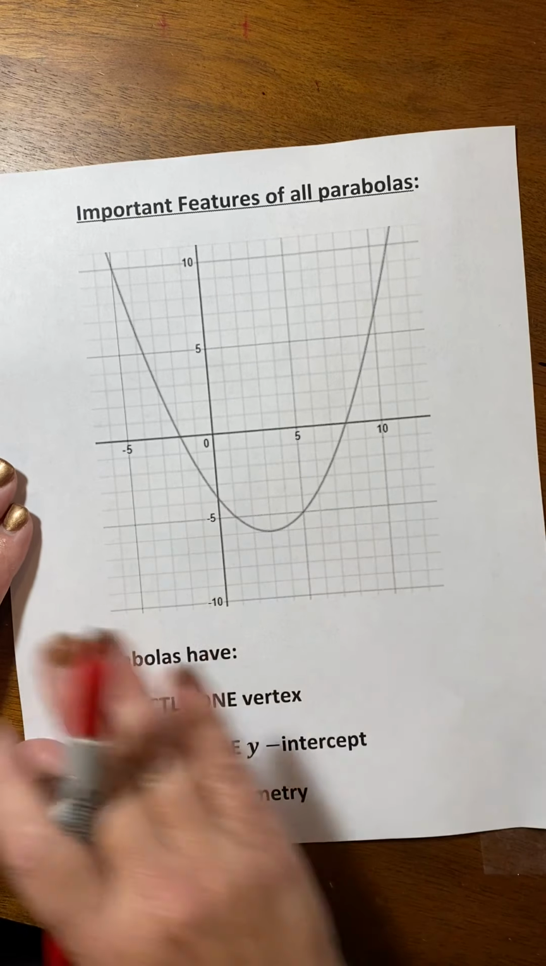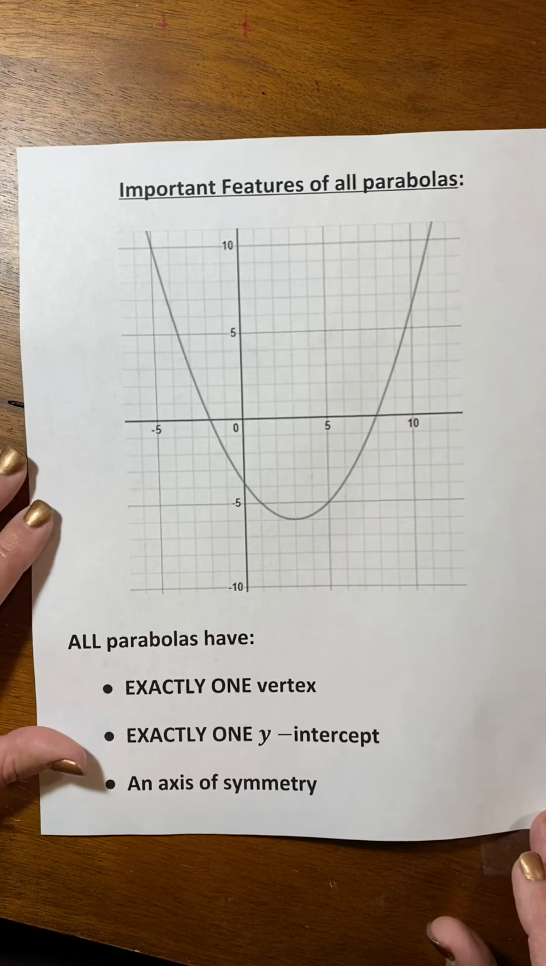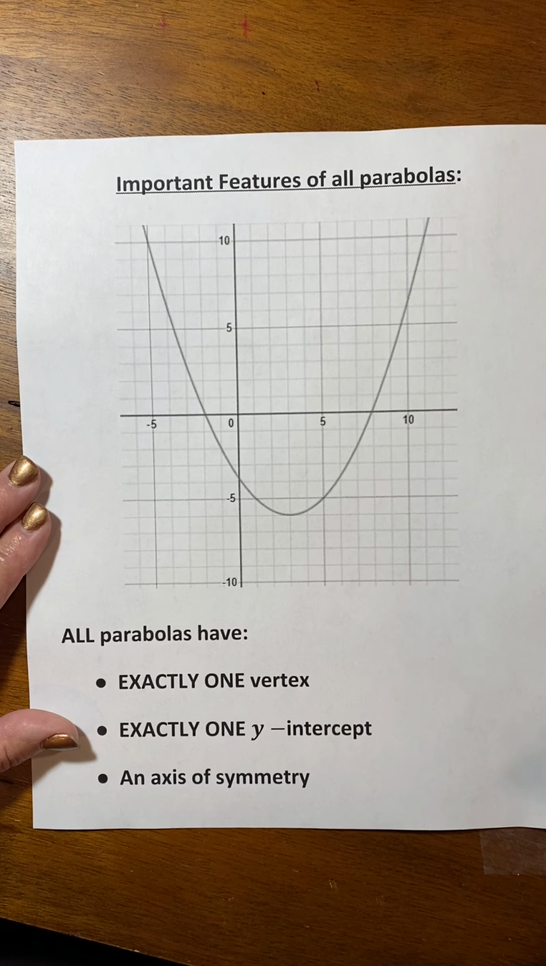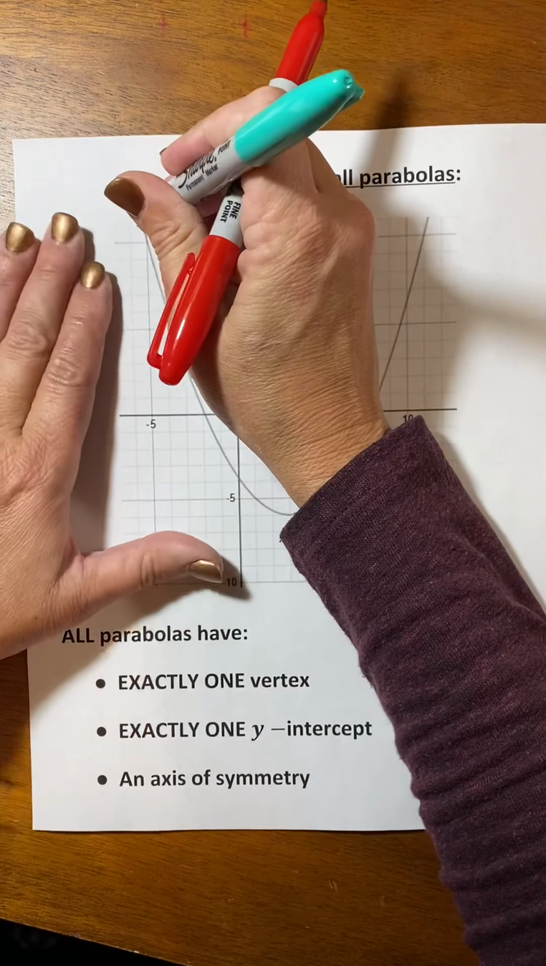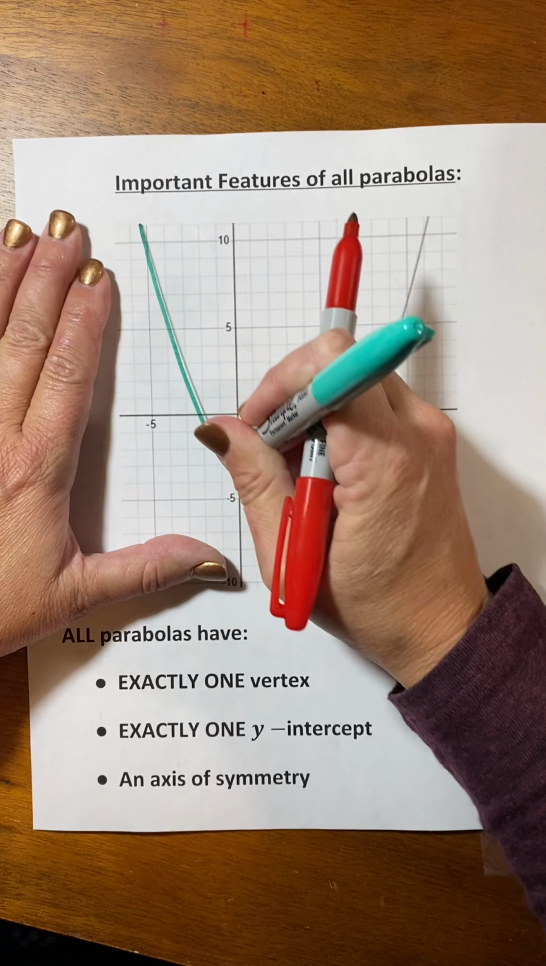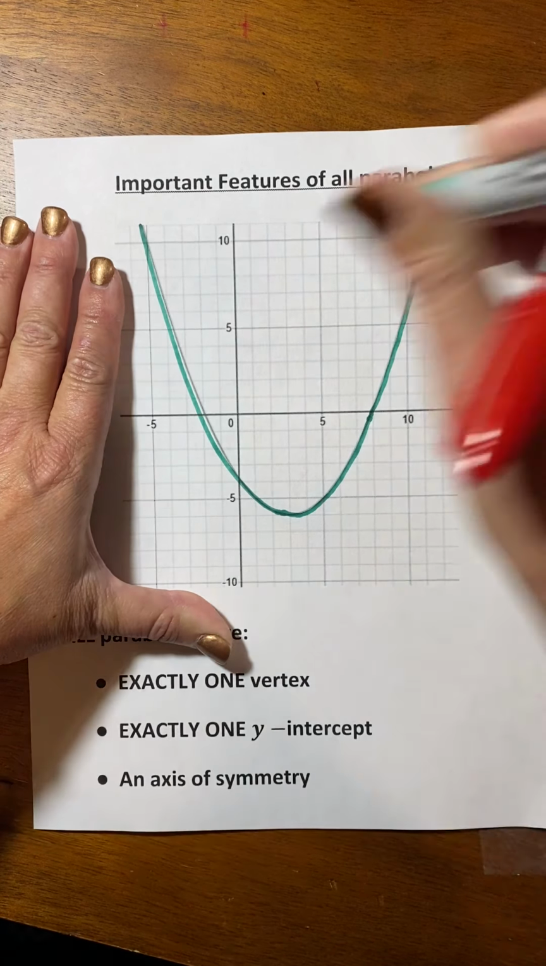Not all quadratic functions behave that nicely. Some are moved left, right, up or down. Some are flipped over. So given a quadratic function, we want to be able to identify all the important features in a parabola. So I'm just going to darken this one out right here.